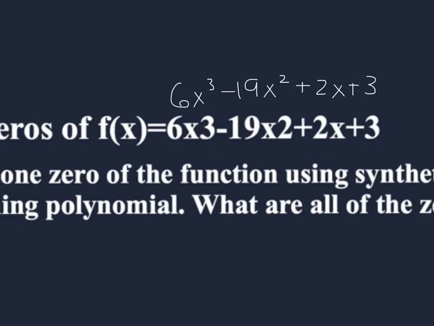So remember, we list p over q, our possible rational roots, and we're going to put all the factors of our constant, which in this case is 3, so plus or minus 1, plus or minus 3. And we're going to put that over q, and in this case it's all factors of 6, so 1, 6, 2, 3.